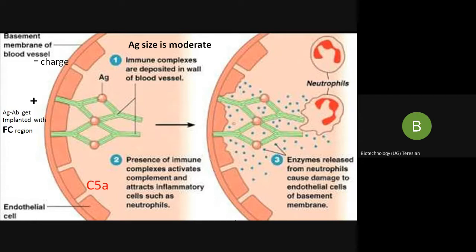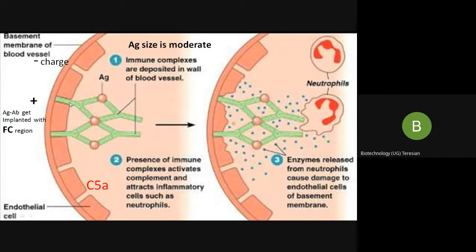But as I told you, when the size of the antigen-antibody immune complex is larger, it cannot be cleared by phagocytosis. Under these conditions, what happens? Suppose this is the blood vessel. This is the basement membrane of the blood vessel, and it is negatively charged. The antigen size is moderate here. So now what happens? Your antibodies are positively charged.